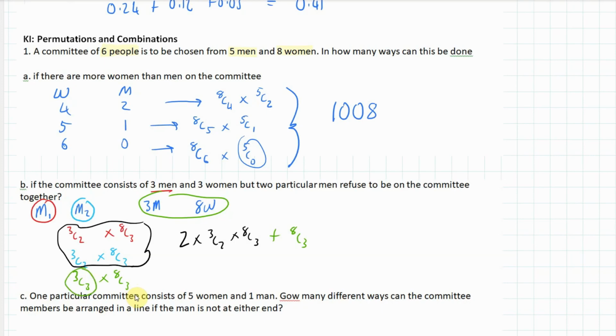Now, you might be thinking, why do you leave off 3 choose 3? Well, because 3 choose 3 is just 1. It's one way of doing it. Okay, so when we chuck that all together, when I did this earlier, I got 392 ways of doing it. I hope that's right. Okay, next one.